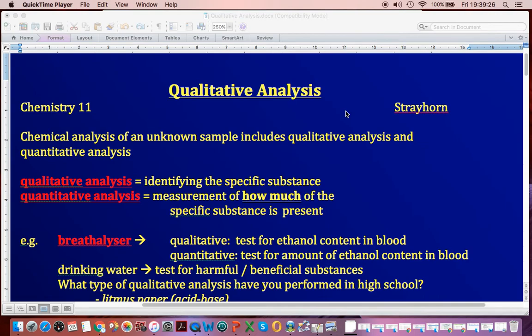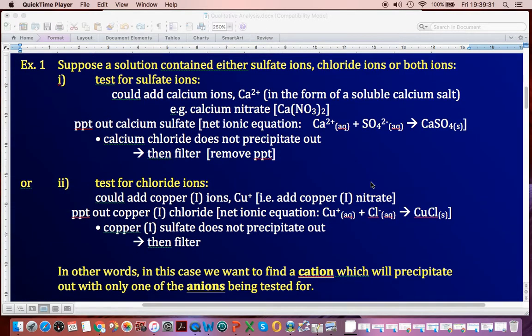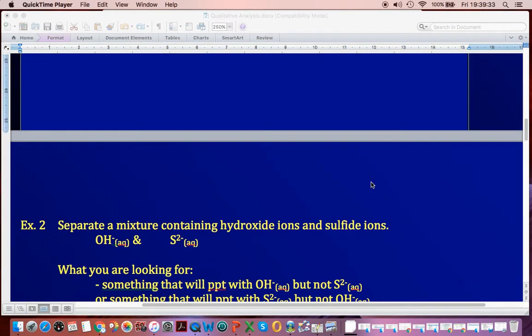We are carrying on with our notes on qualitative analysis. We've done the first page, we've done one example, and now we're going to do the next two examples in this video.